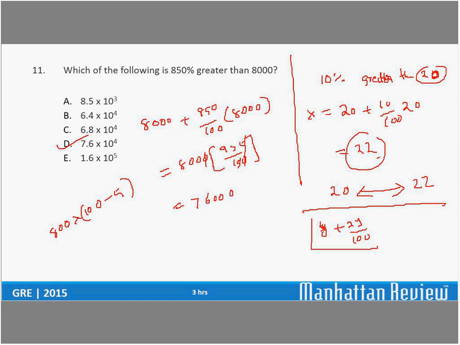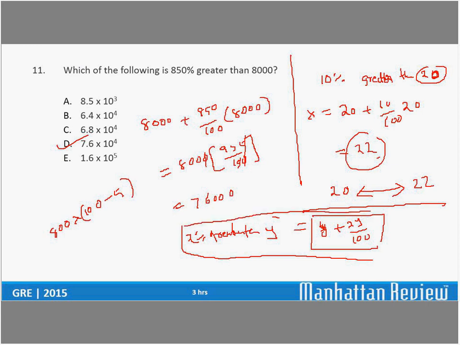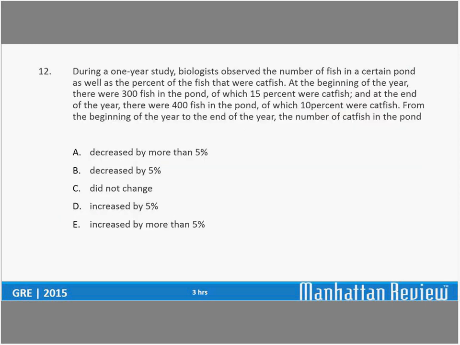To understand this precisely, you can write it in words. X% greater than Y can be written as Y plus XY by 100. It's a kind of formula.